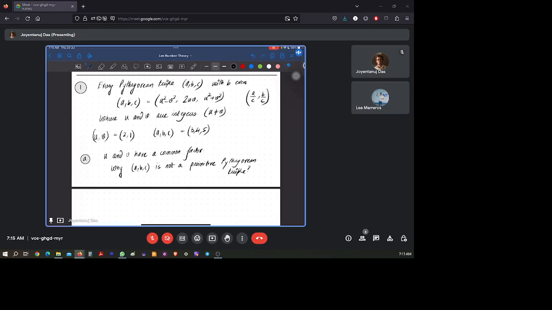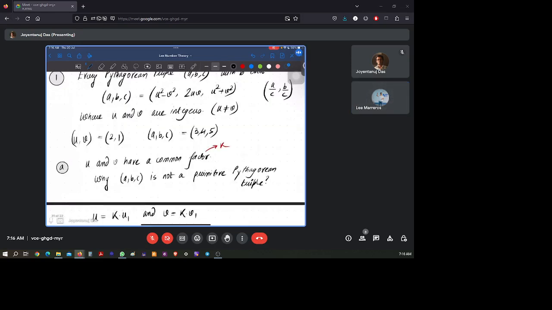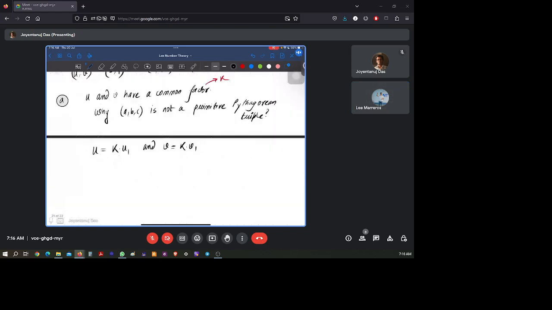So here what you can say is, suppose K is a common factor. So suppose this common factor is K. Then I can write U as K times some U1, and V as K times V1. Now if I put that into the ABC form that they are given.